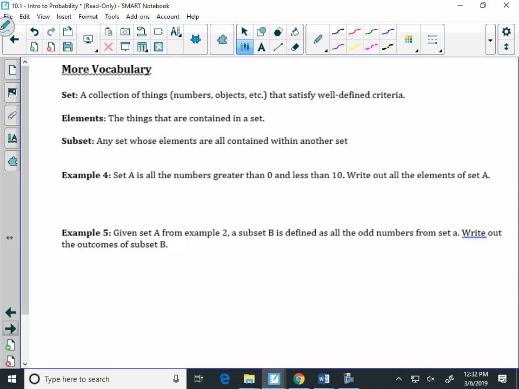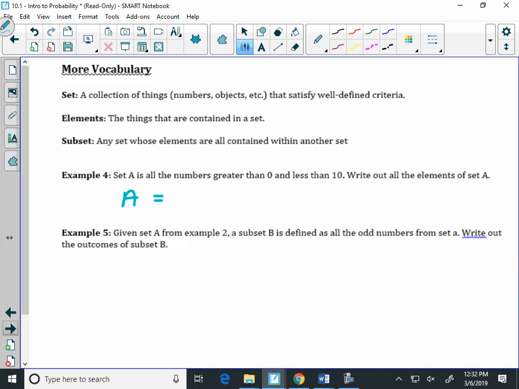So looking at that more numerically, example 4 is set A. It's all the numbers greater than 0 and less than 10. Write out all the elements of set A. So I'm going to say A. So when we write out sets, we put the name. So whatever letter they give that set goes there.